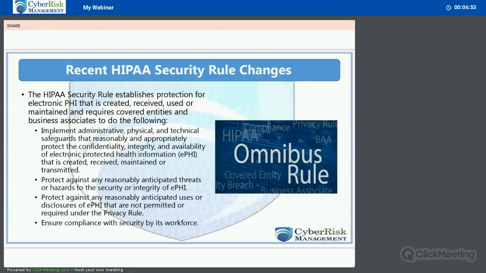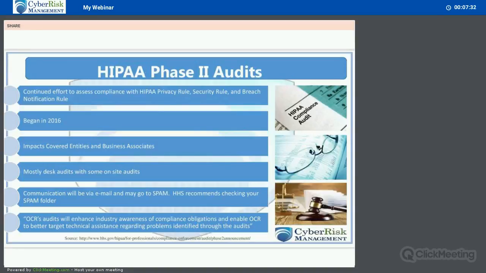And they must implement administrative, technical, and physical safeguards that appropriately protect the confidentiality, integrity, and availability of electronic protected health information. They also have to protect against reasonably anticipated threats or hazards. They need to protect against any anticipated uses or disclosure of EPHI that are not permitted under the privacy rule, and ensure compliance with security by its workforce. So you're responsible for your employees when it comes to protecting health information.